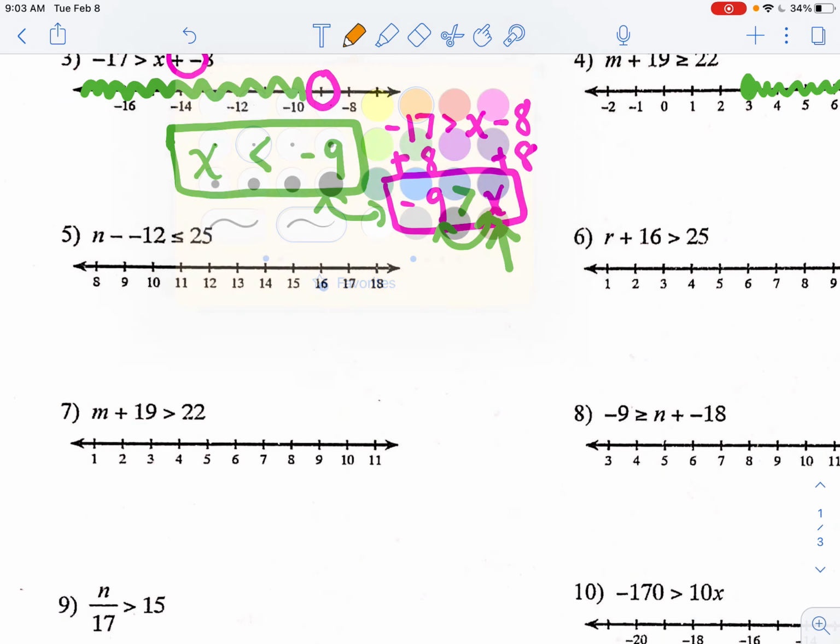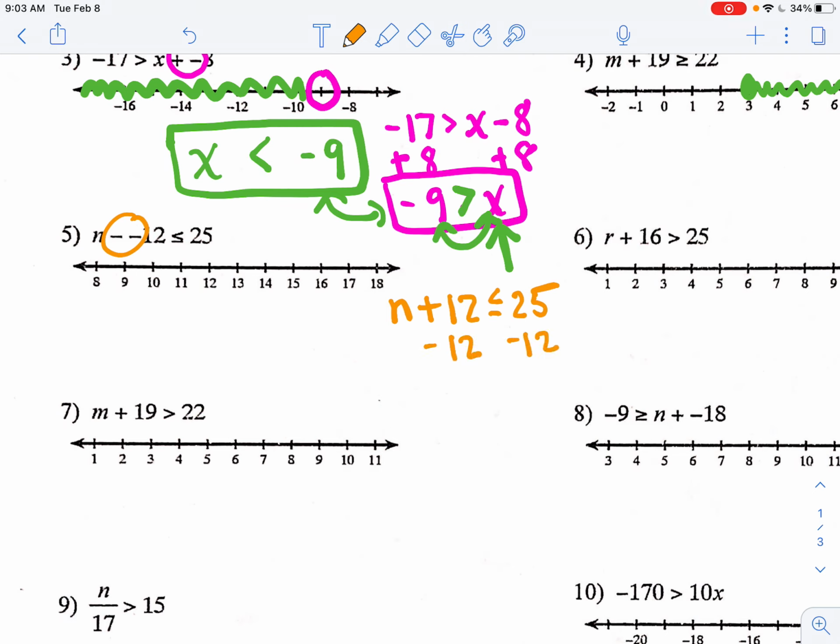Number 5, anytime you subtract a negative, that is the same thing as adding. So I can write this as n plus 12 is less than or equal to 25. And then minus 12 from both sides. N is less than or equal to, and that's 13. So we'll do a closed circle on 13. And the variable's in the front, so you can treat the inequality symbol like an arrow, and it'll shade left.